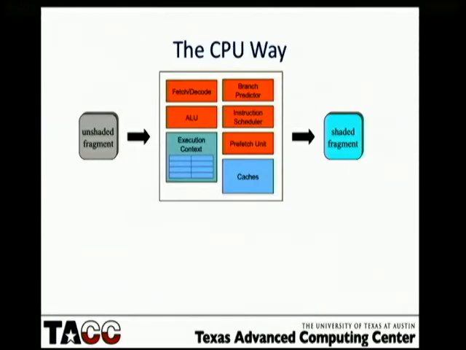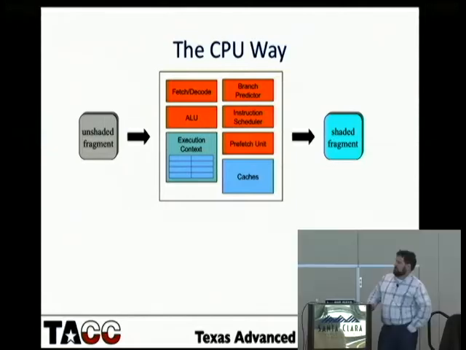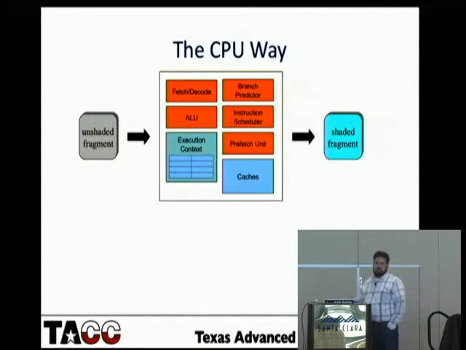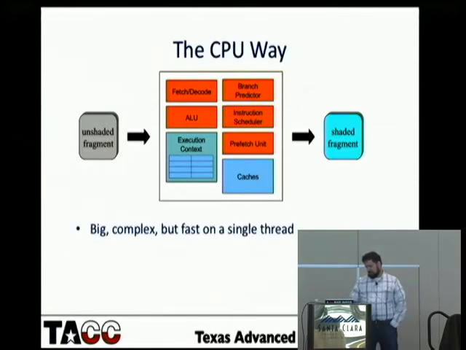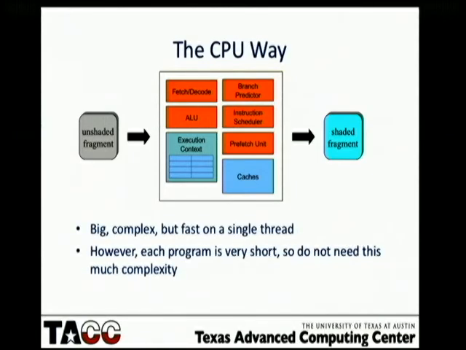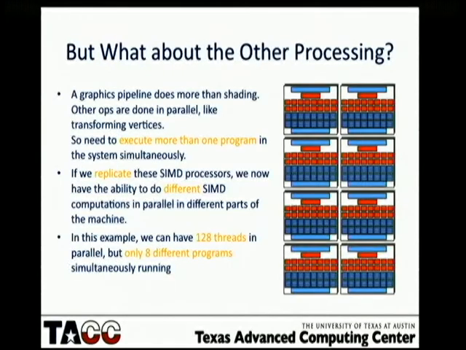If I try to do this on a CPU, you would have to fetch, decode, do some branch prediction, schedule it, prefetch, and then finally get down to an execution context. And that execution context would have to hit your cache and things like that. So it's not going to really work very well. The idea was you must complete these things very fast, so they extended the graphics model.